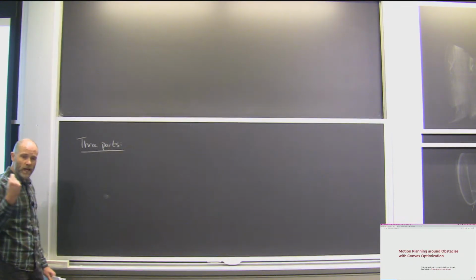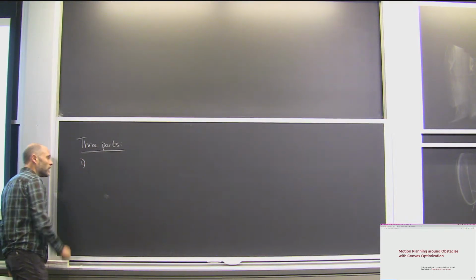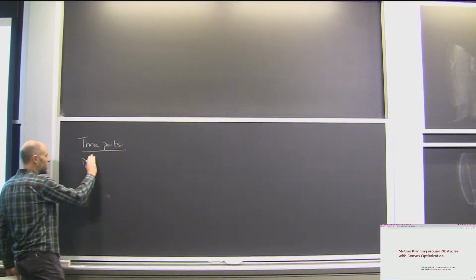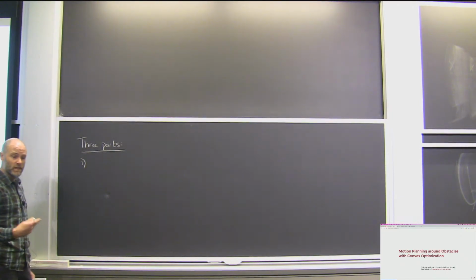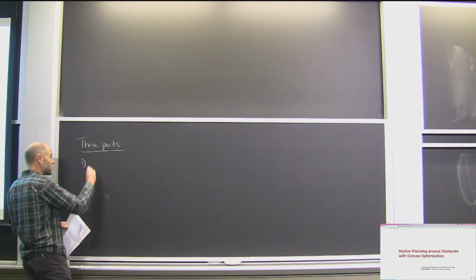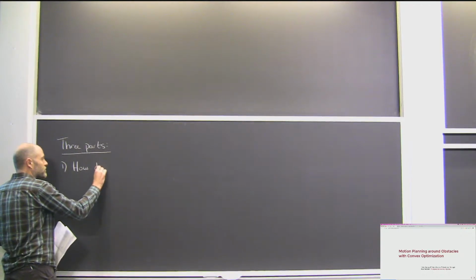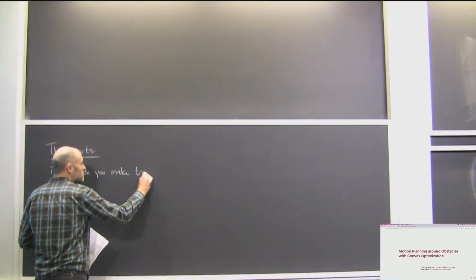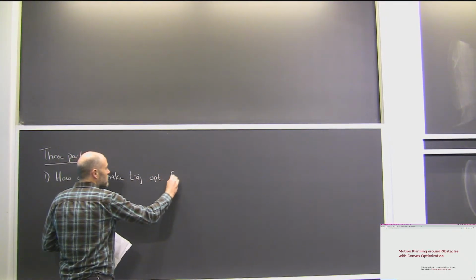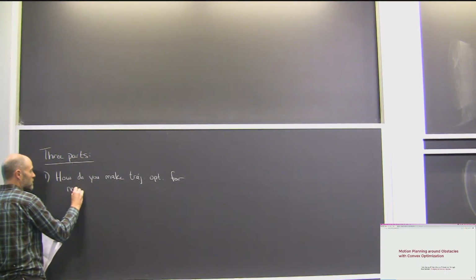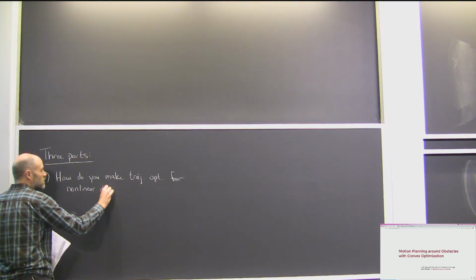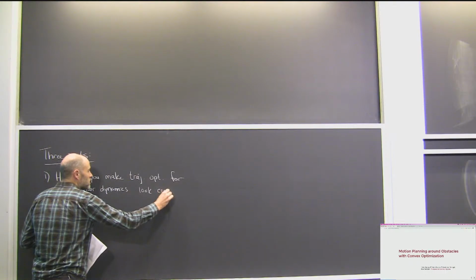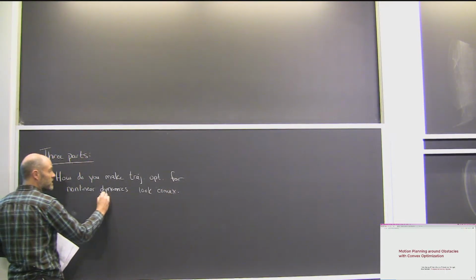The first part is that we have this nonlinear dynamics of the quadrotor, and we've been saying these nonlinear underactuated dynamics cause you to have nonlinear, non-convex trajectory optimization problems. So the first question is, how do you make trajectory optimization for the nonlinear plant look convex? That's the dynamics question.